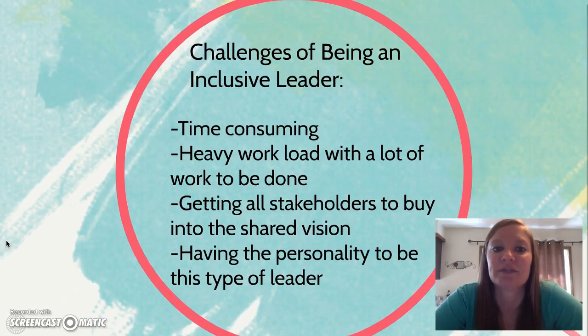Challenges of being an inclusive leader. I think it would be very time consuming. There's a lot to get done, which goes hand in hand with the heavy workload, which has a lot of work to get done.